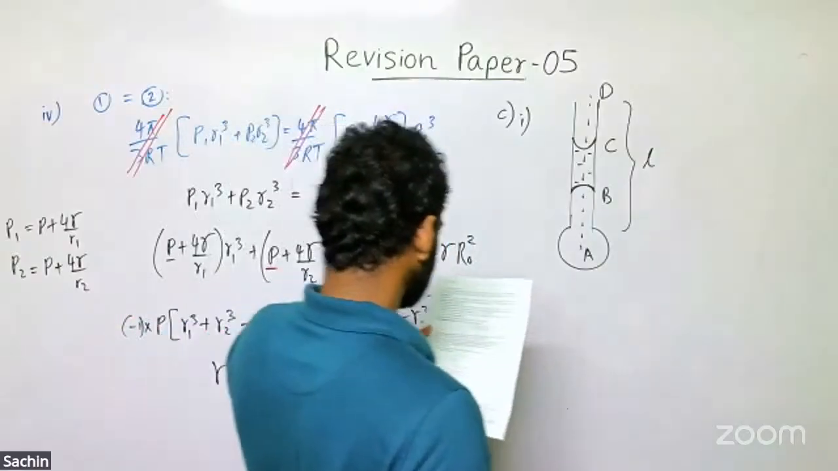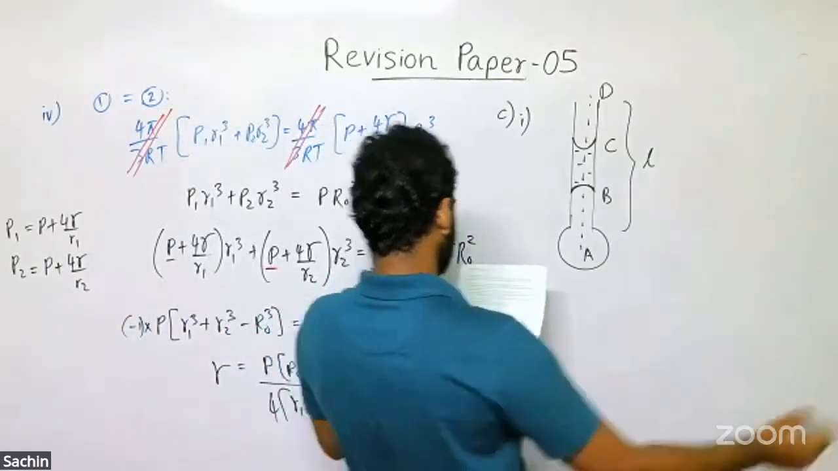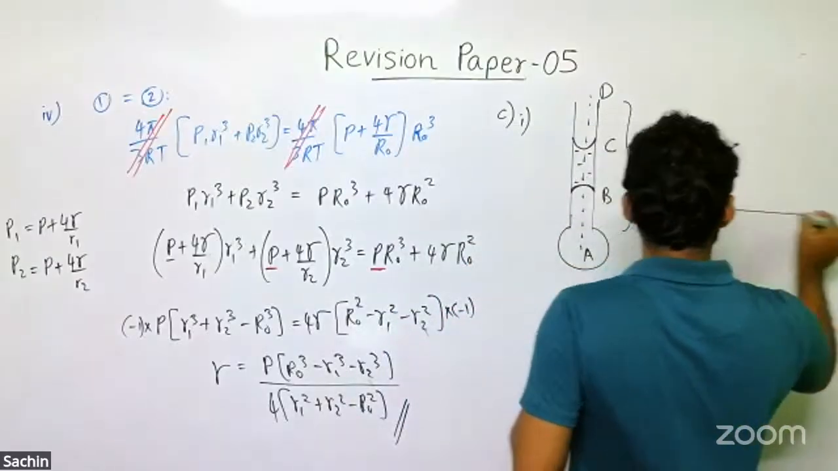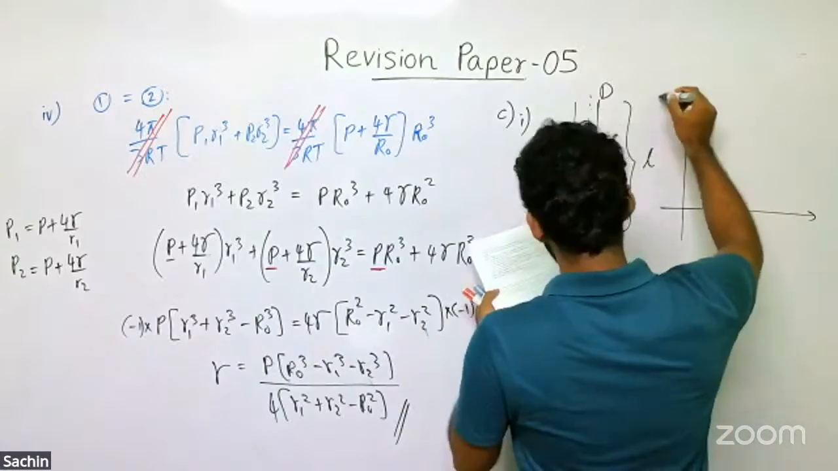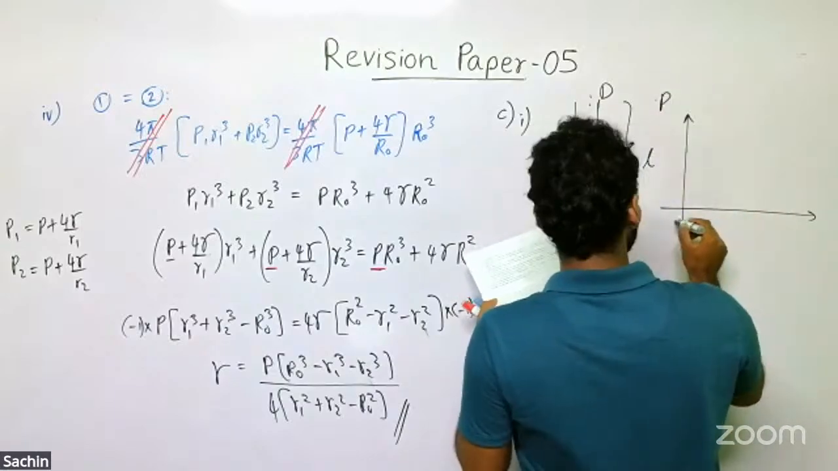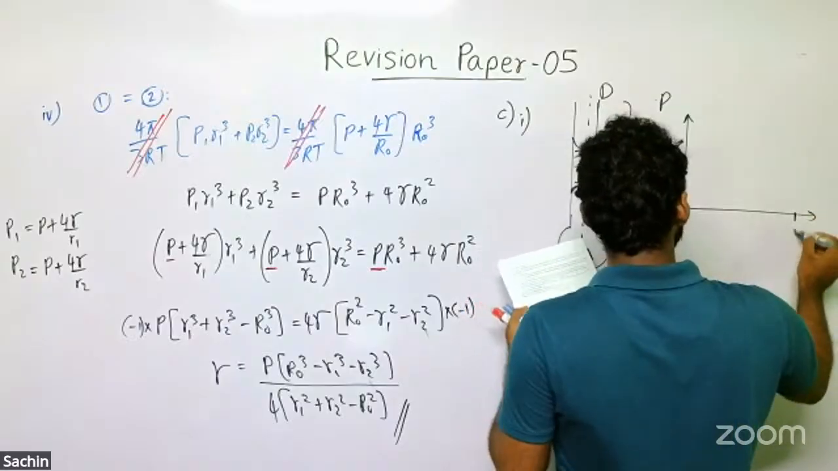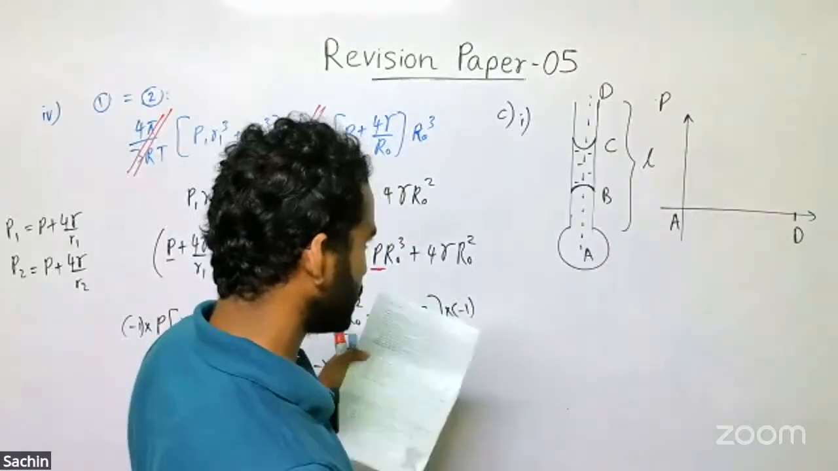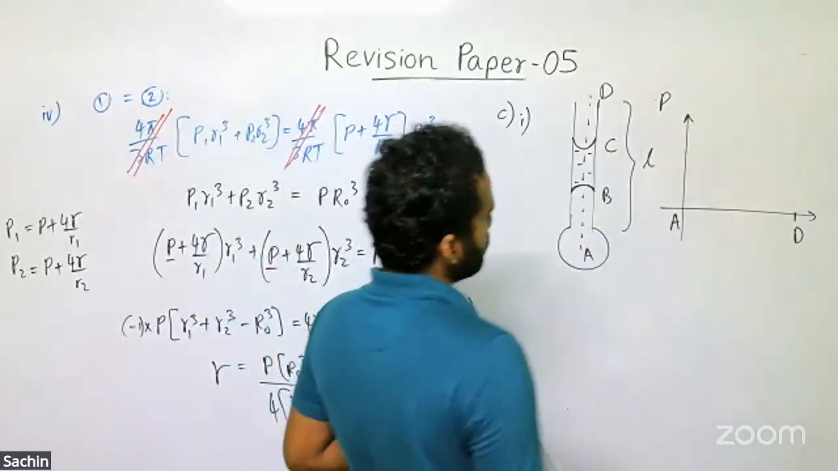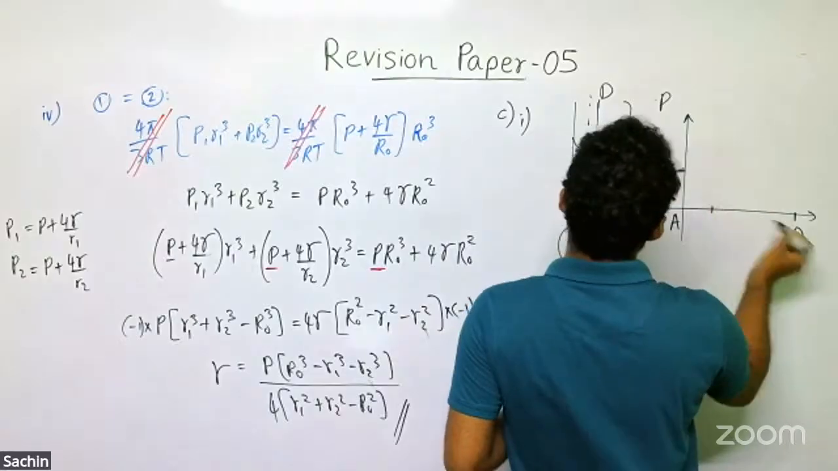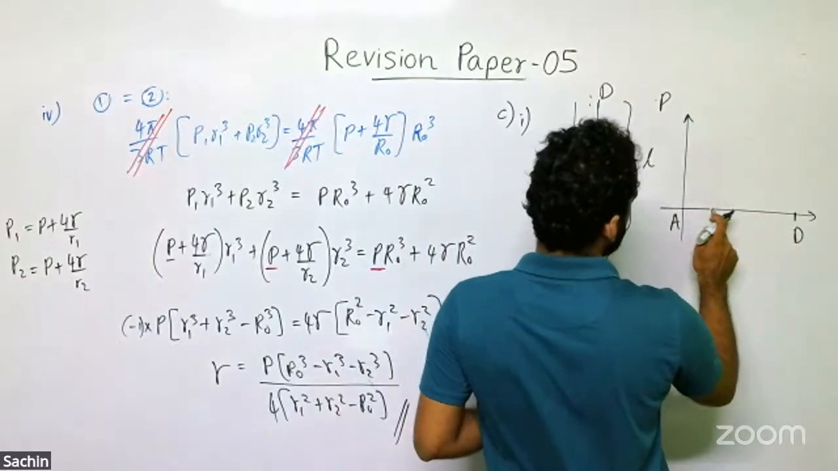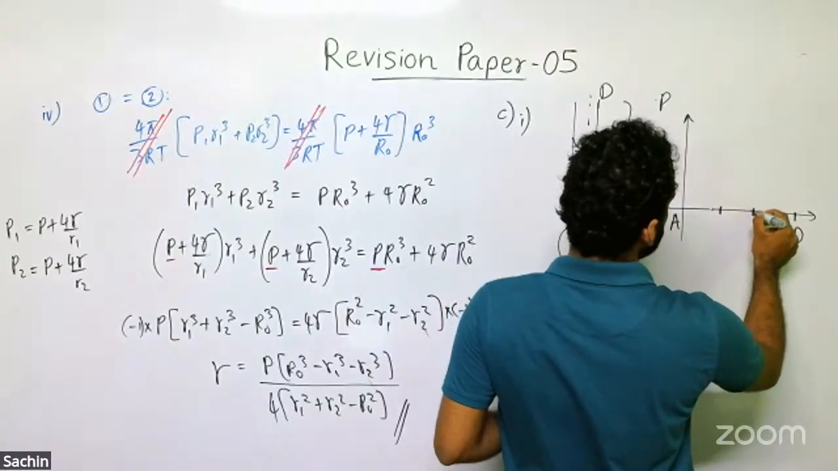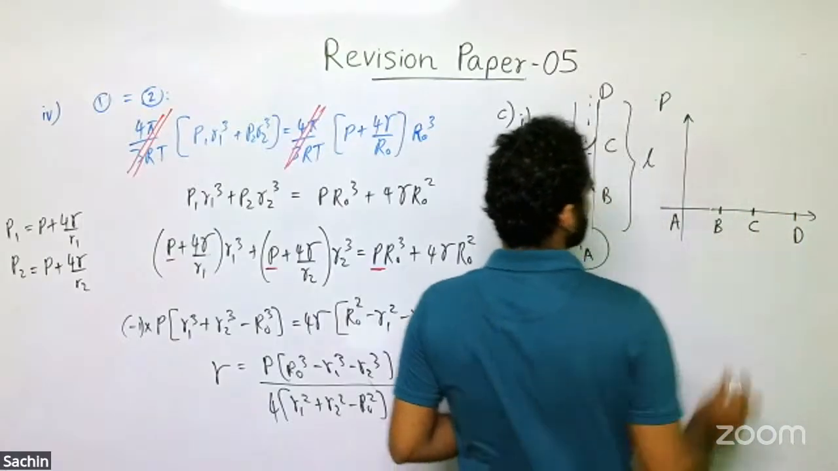Okay, so we have to plot the variation of pressure. So this is pressure, starting from point A until D. So let me divide the sections. From A to B, it's some distance. From B to C, there is some distance, and C to D also there is some distance.